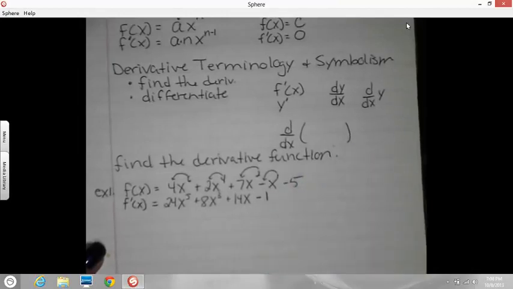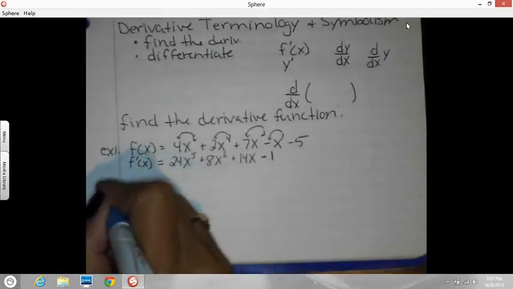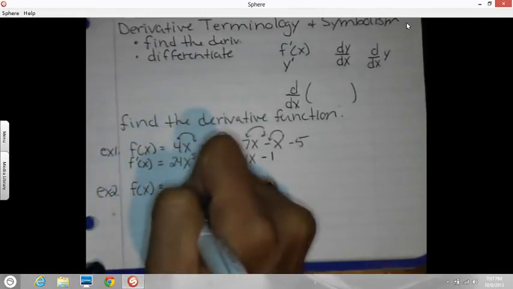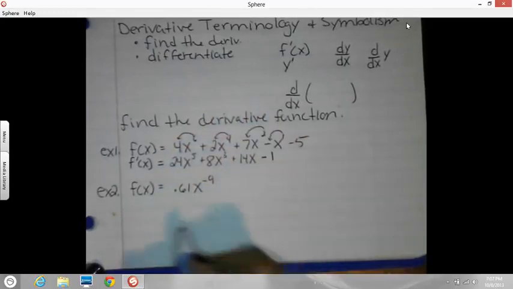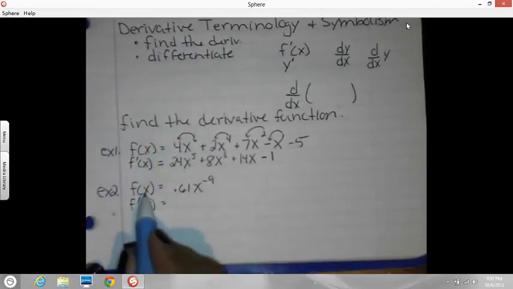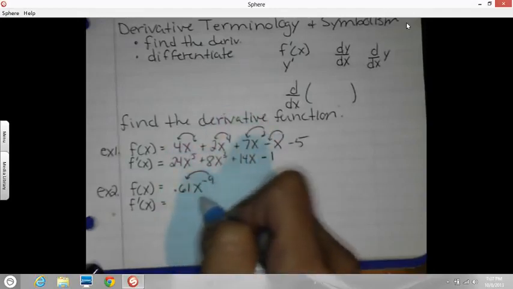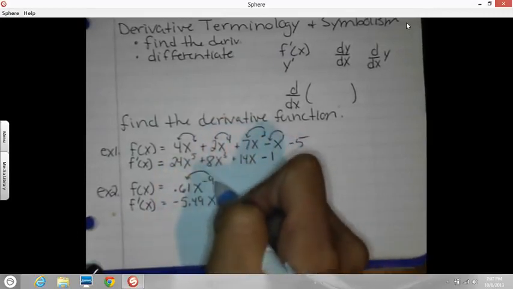Okay, try another. That's as quick and easy today. So f of x equals 0.61 x to the negative 9th. Okay, nothing different here. Same rules apply. F prime of x, you have to tell me you're doing the derivative. You cannot say f of x equals after you've done the derivative because it's not. It's a new function. Multiply. Negative 9 times 0.61 is a negative 5.49. X, if I subtract 1, think about it. Negative 9 subtract 1, I'm going to be at negative 10.